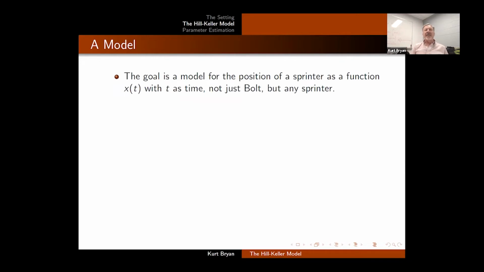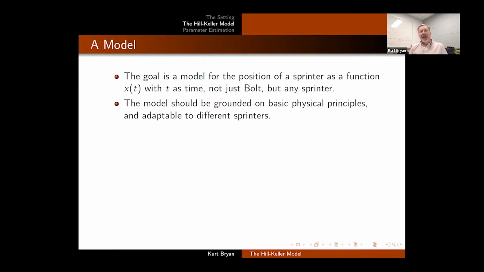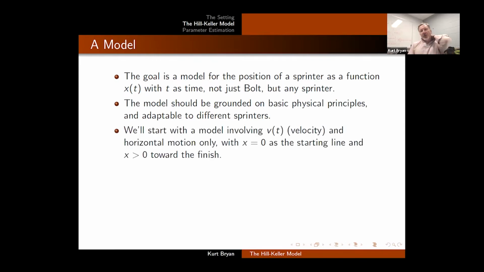First of all, t is time, x(t) is Bolt's or the sprinter's position on the track. x = 0 is the starting line. x = 100 is the finish in a 100-meter race. I want a model that's grounded on basic physics, specifically Newton's laws of motion, and I want it to be adaptable to different sprinters. So we're going to use v(t). Really, v(t) is going to be the primary function we're interested in initially. That's going to be the velocity of the sprinter. We're only interested in horizontal motion. And as I said, x = 0 is the starting line, progressing down the track to x = 100 at the finish.